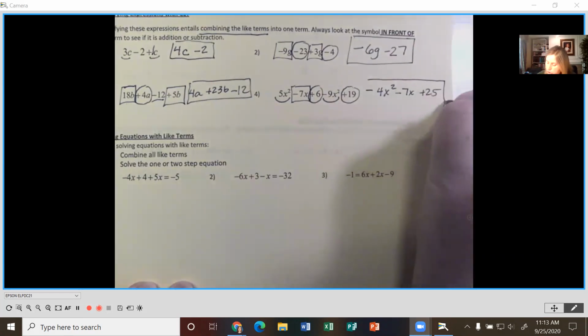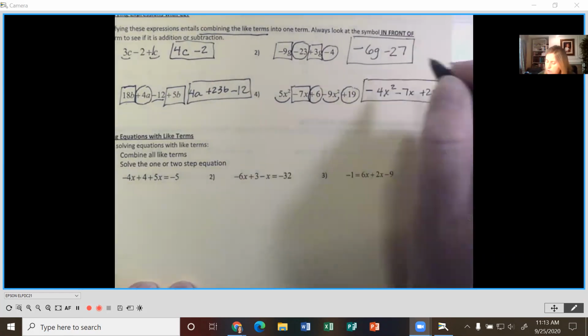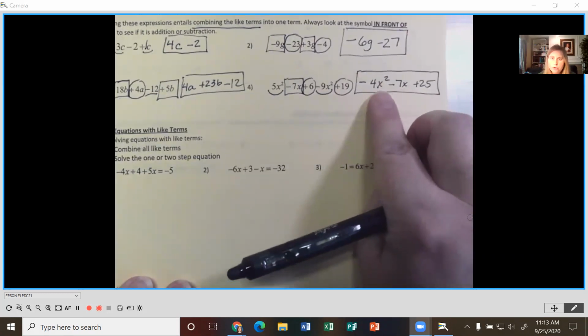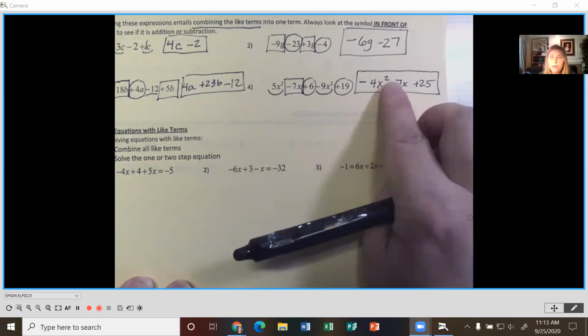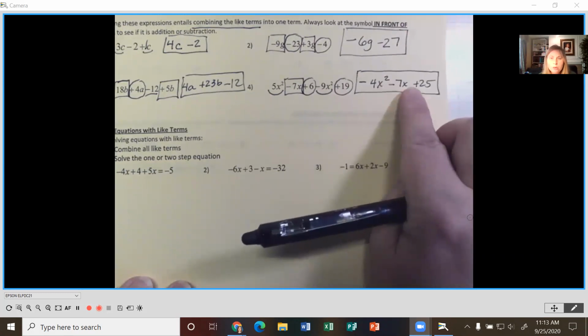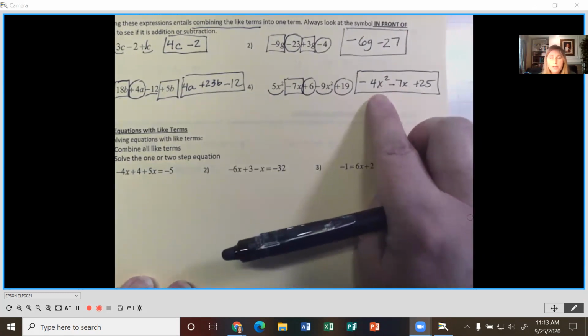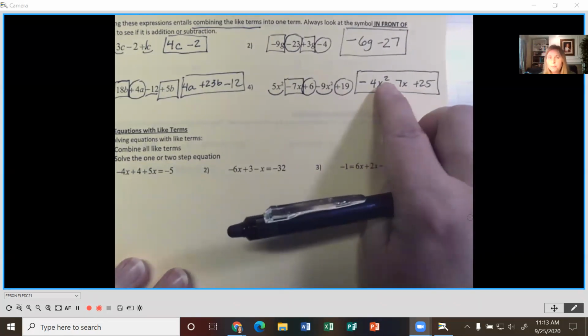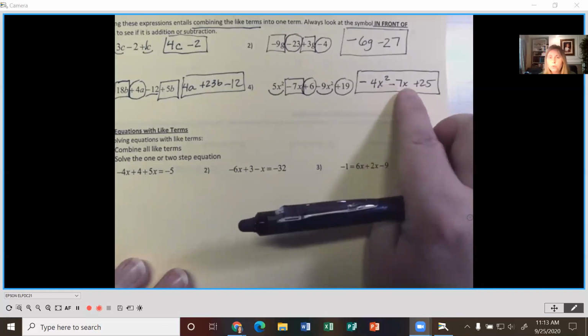When we write expressions, right now we only have one variable, x. We have two different powers of x, x squared and x to the first. When we write variables, we always write them in descending powers, so that's going from highest to lowest. So x squared, the second power, will always go before x.